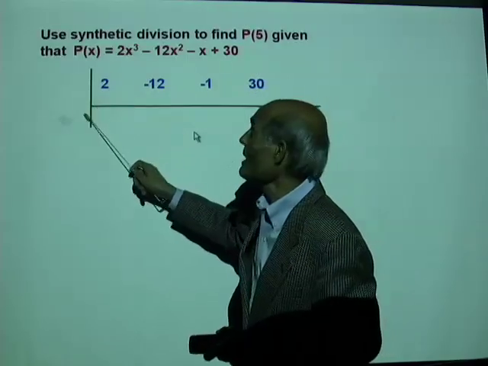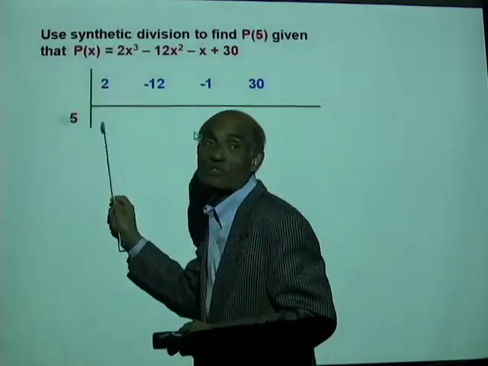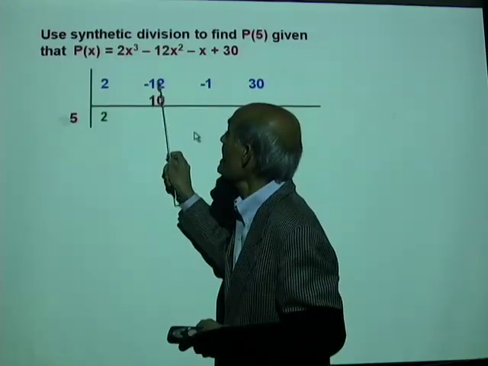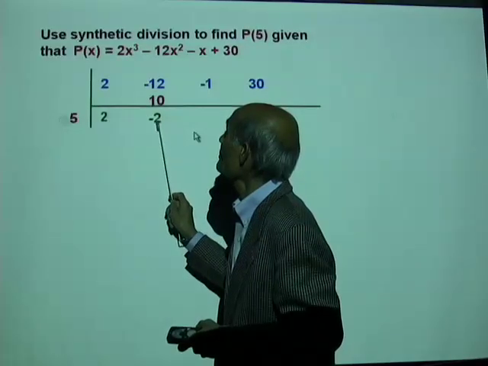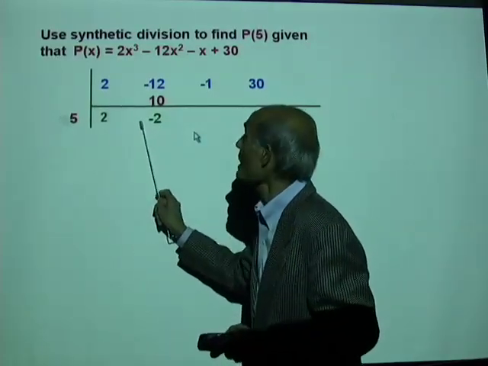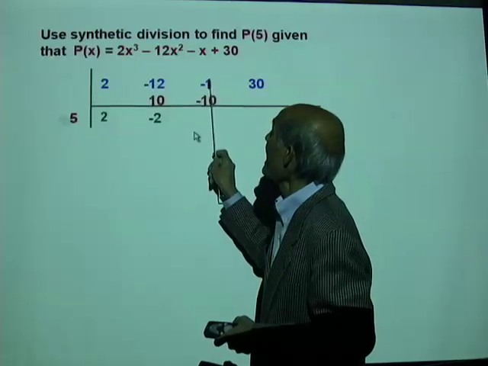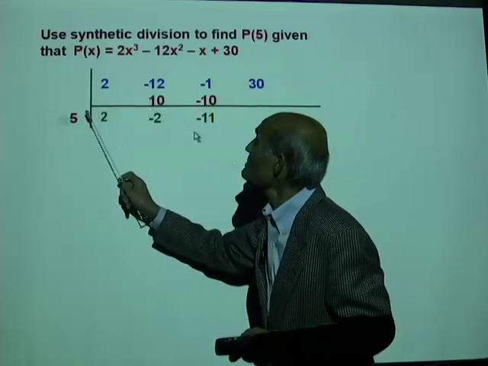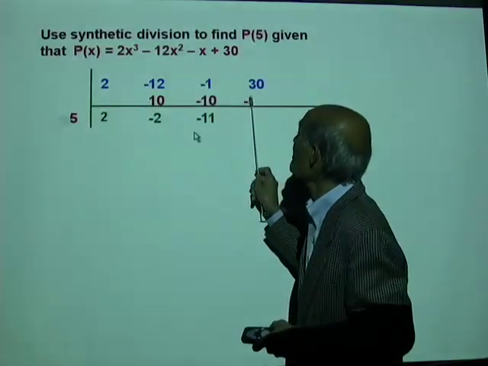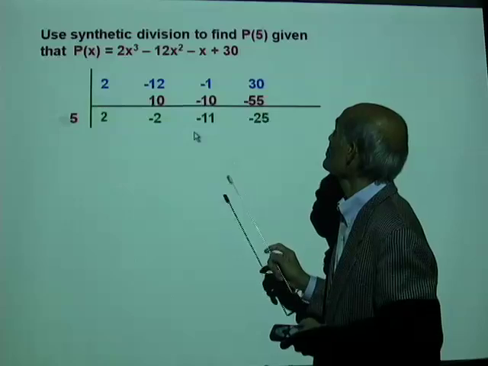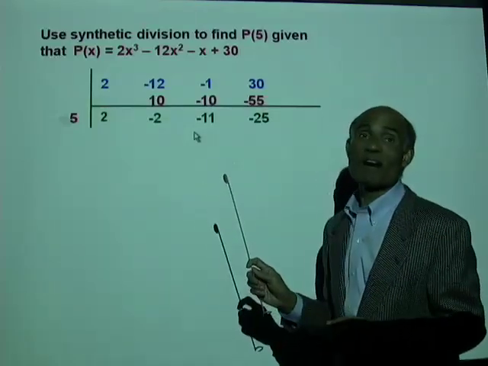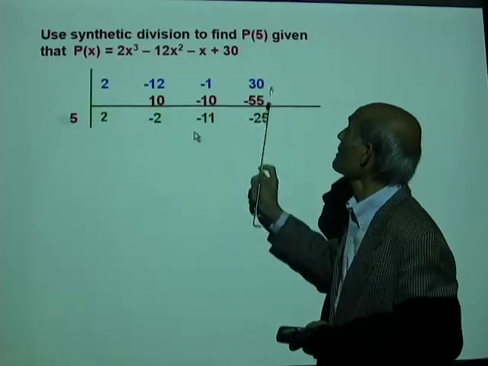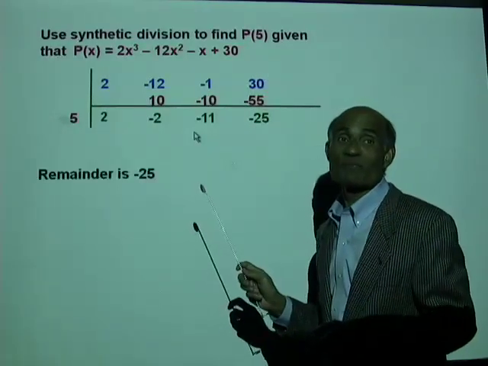is 5. Now, bring down the 2. 2 times 5 is 10. 10 added to negative 12 is negative 2. Negative 2 times 5 is negative 10. Added to negative 1 is negative 11. Negative 11 times 5 is negative 55. Added to 30 is negative 25. The remainder is negative 25, which means that P of 5 is negative 25.